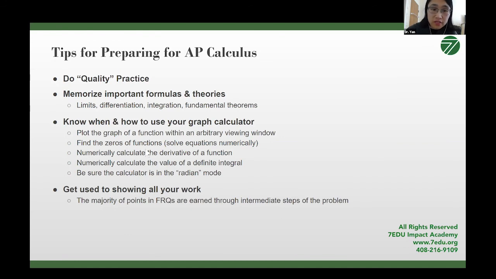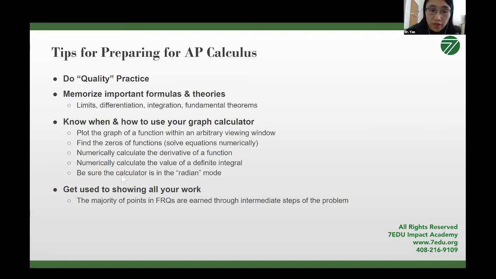And know how to find the zeros of functions. Sometimes, if you get stuck calculating the derivative of a function, you can use a calculator to help you, but it's not necessary. You do need to know how to calculate the value of a definite integral. I pretty much guarantee that you will see such a problem in your test. You have to use a calculator to answer a definite integral problem because you cannot do that analytically.